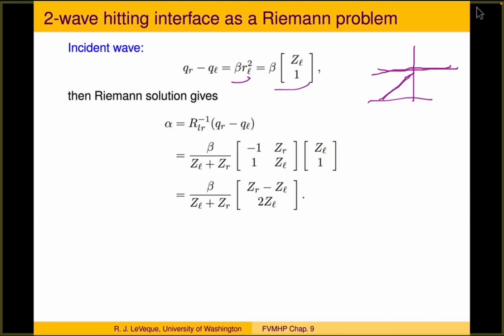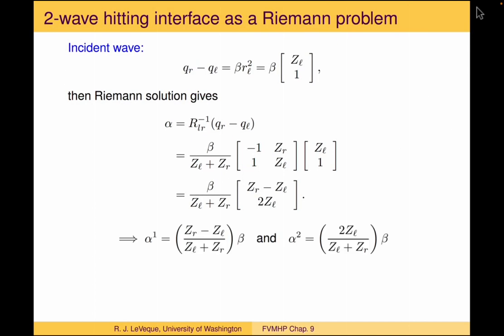And then we can figure out what happens when we solve that Riemann problem, and we'll find that we get a left-going wave, which is proportional to the left-going wave in the left state, but also a right-going transmitted wave that's proportional to the right-going wave in the right state. And if we use the formulas on the previous slide, that means the alphas are just that R inverse matrix times the jump in Q. And for this particular initial data up here, we end up with this expression for alpha 1 and alpha 2.